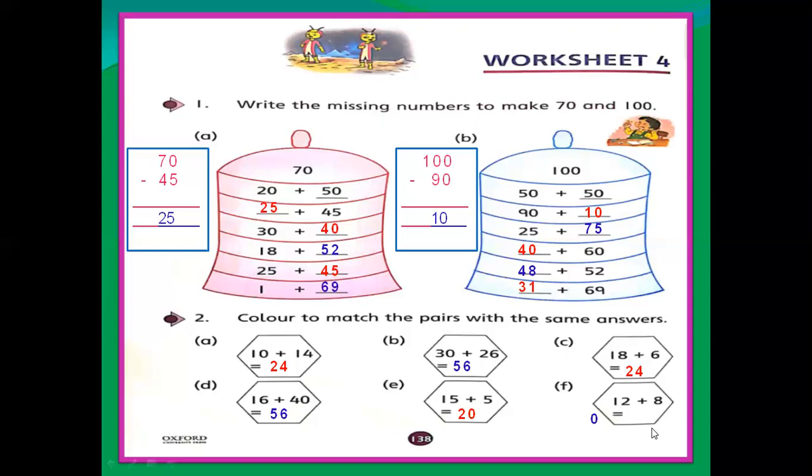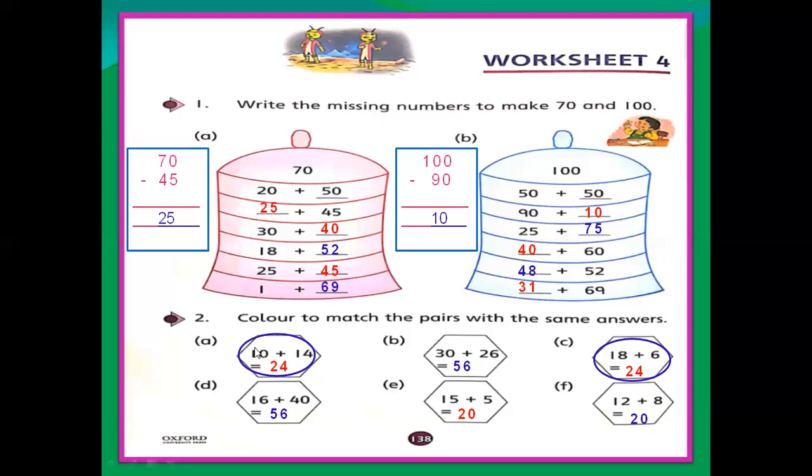Now look at this one. This is 24, this is 24 answer. A and C are the same answer. B and D are the same answer. And E and F are the same answer. I just circle the same answers, but you color. Look, A and C, same color. That is blue. You can use any color, but you color these boxes.